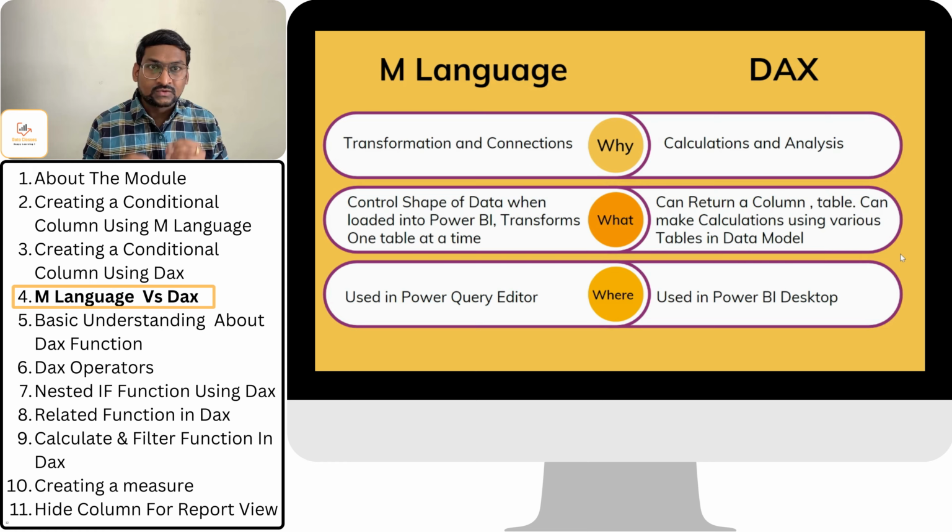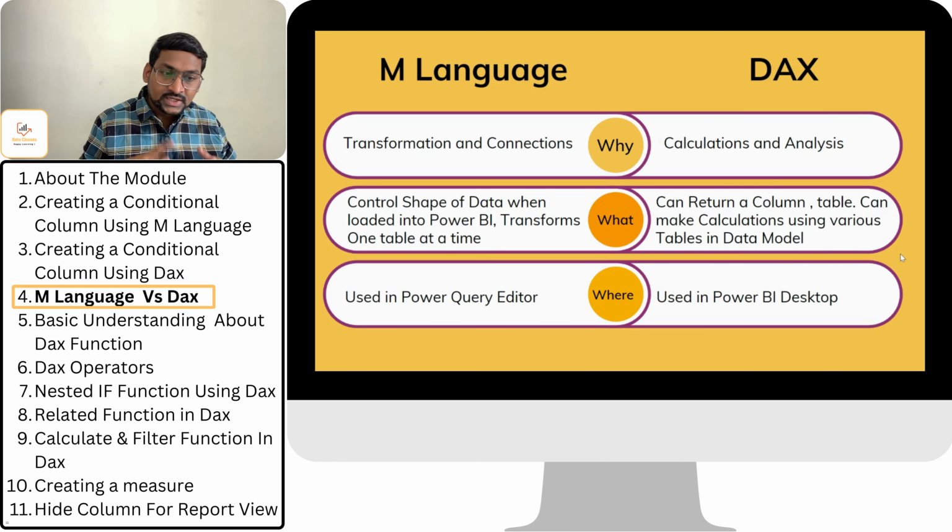When we were dealing with the region dim table, we can transform the data in the region dim only. We cannot do anything in another table. Although we can merge the tables, we can join the tables, we can add them together, it can transform one table at a time.